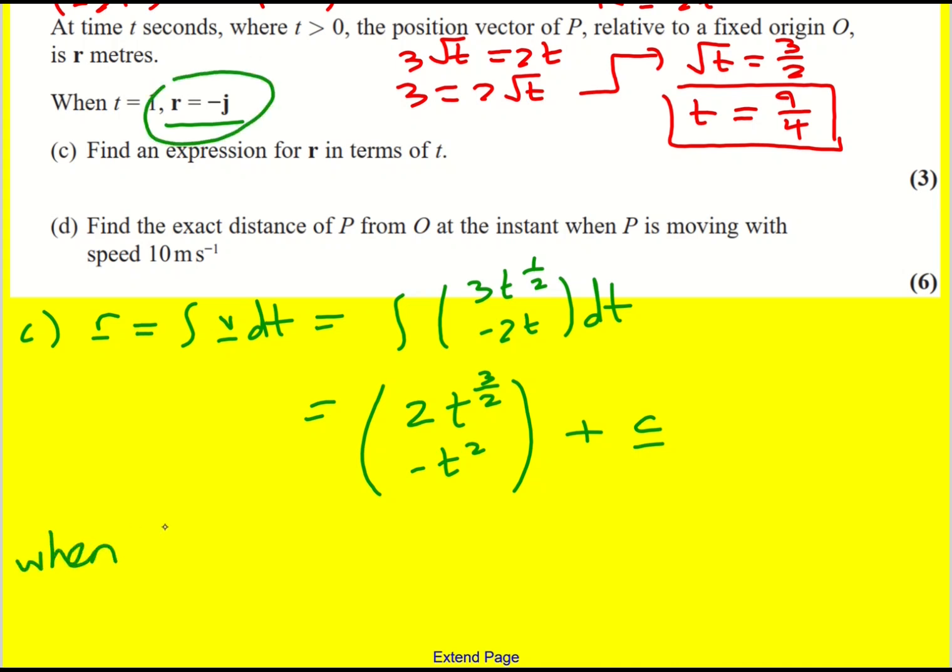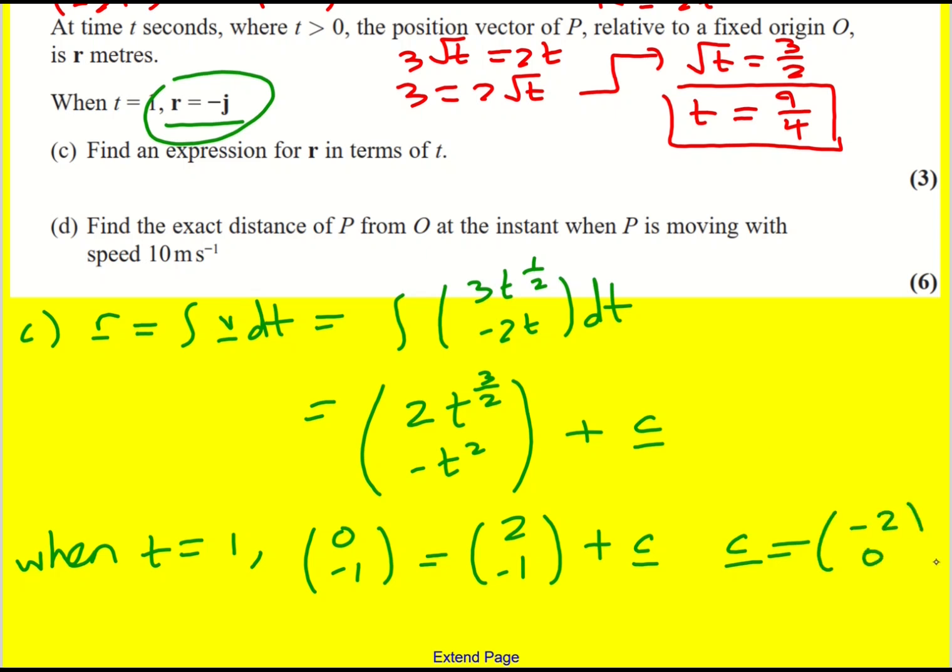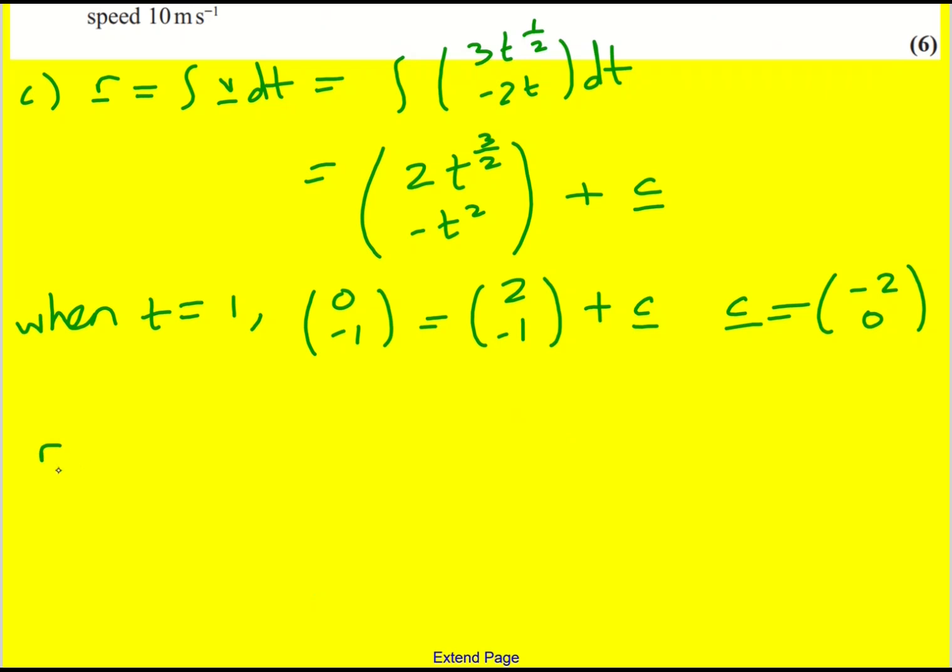And then use this condition. So when t equals 1, r is equal to minus j. So that means I'm going to have 0, minus 1 equal to 2 times 1 to the 3 over 2. That's just 2. And then minus 1 here, plus c. And therefore c, I can rearrange it, is going to be minus 2, 0. So r is then going to equal 2t to the 3 over 2 minus 2, and then minus t squared here.